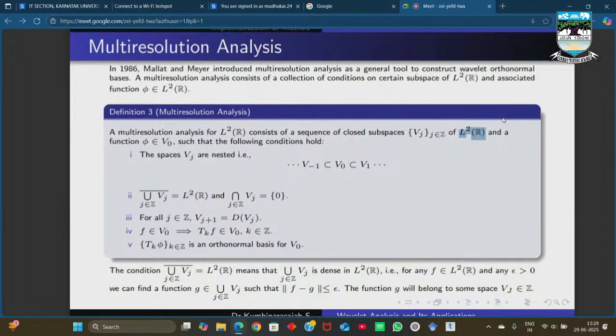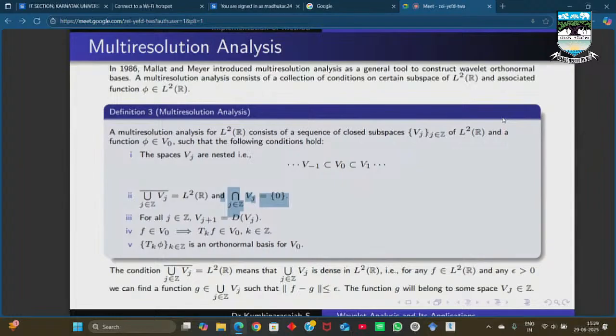And if you take the intersection of every space, it must be a trivial space. Why must it be a trivial space? Because V1, V2, V3, and so on are all subspaces. Every subspace must have a zero element with respect to the additive identity. So if you take the intersection, it must be zero. So that's what the second condition says.